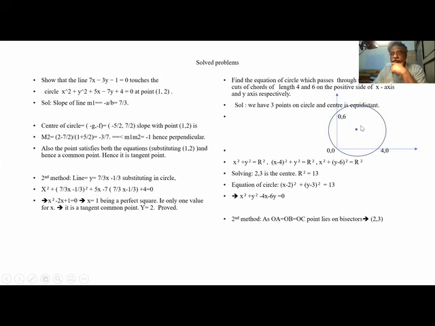So what is the method when we have the center? With this center, the radius square is 2 square plus 3 square, which is 13. So (x minus 2) whole square plus (y minus 3) whole square is equal to 13. So this is the equation of the circle.